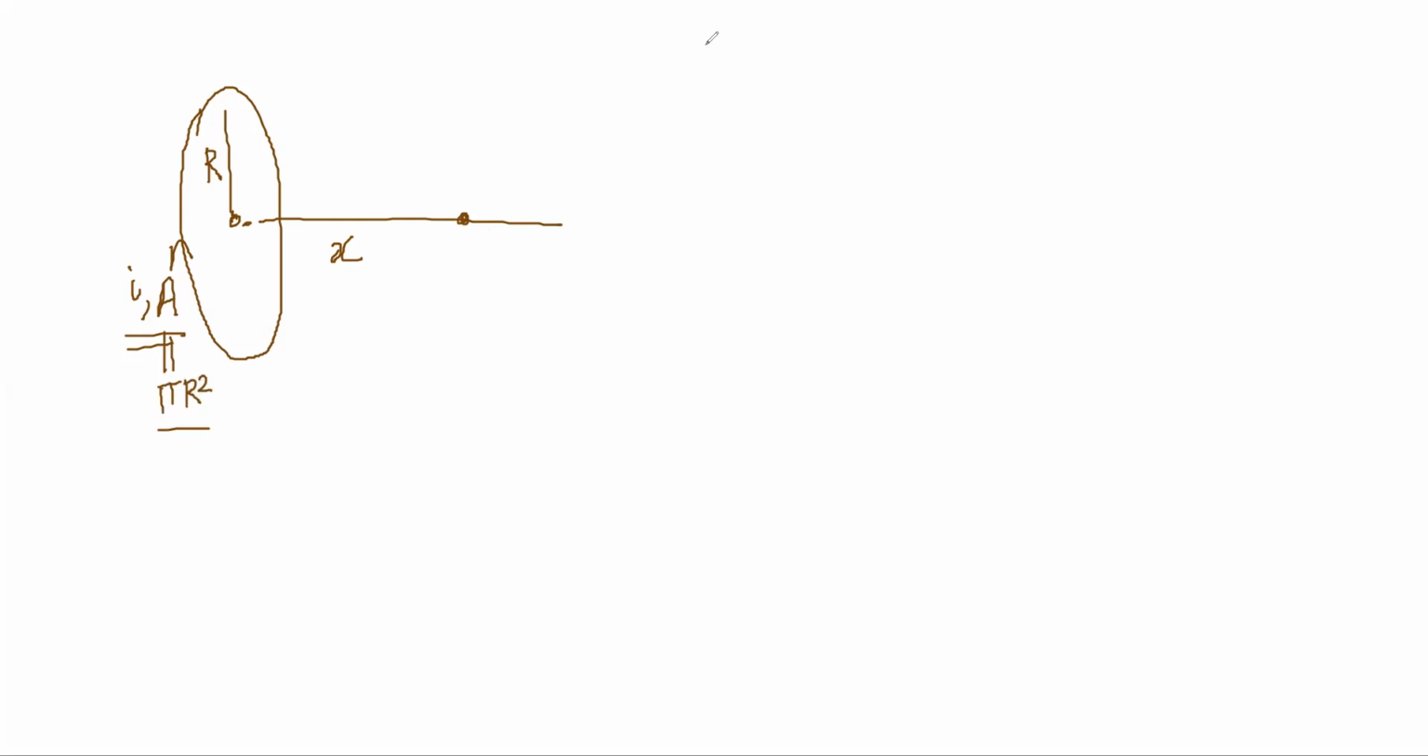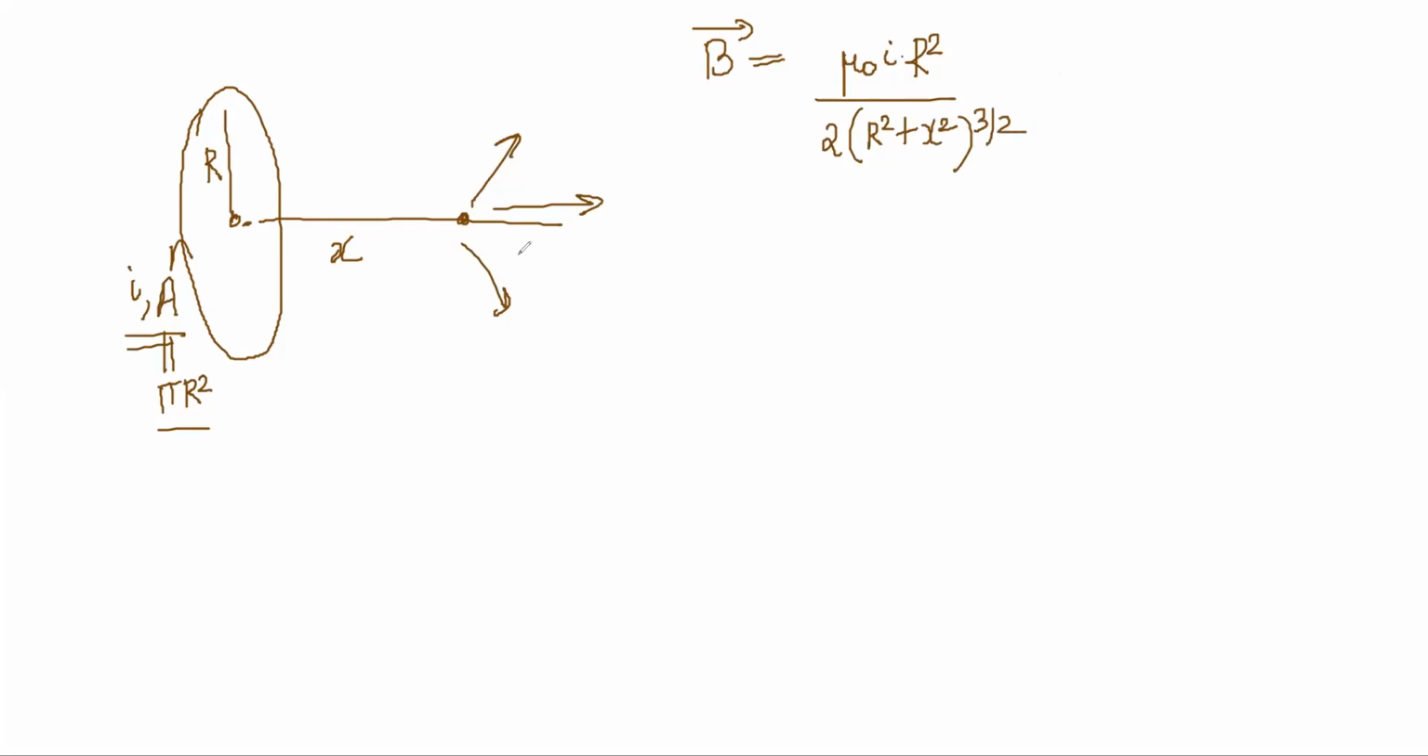At this axial point, we had defined the field. There were two components like this and like this, but it ended up being a B in this direction, right? And B came out to be mu naught I R square by 2 R square plus x square to the power 3 by 2, right? This was the field in this direction, correct?